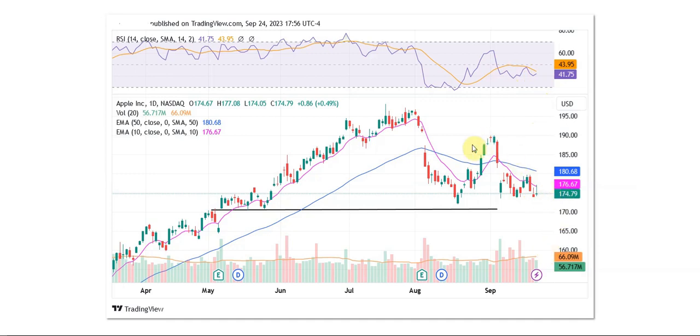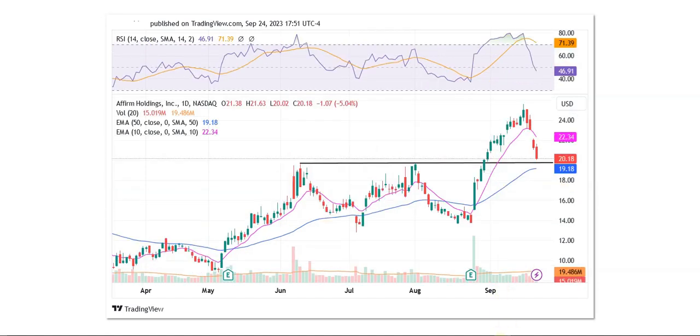So primarily bearish. We've got a little bit of positive news here, that it's just still above support, but once it goes below that and trades below 170, that's it for Apple. Next is Affirm, AFRM.